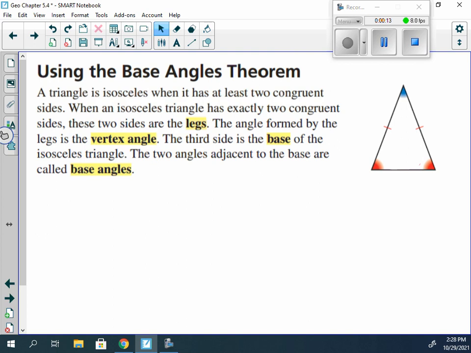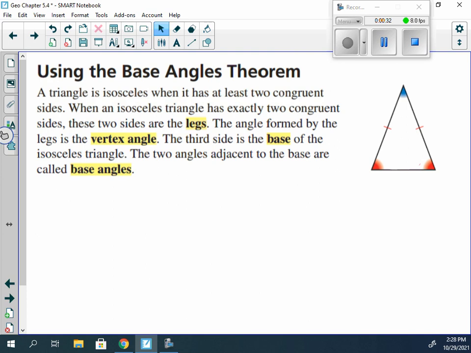What we're looking at today is isosceles and equilateral triangles. A triangle is isosceles when it has at least two congruent sides.